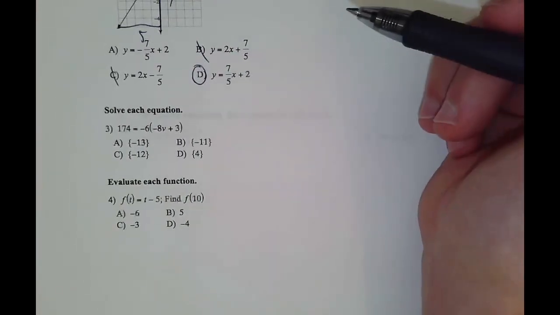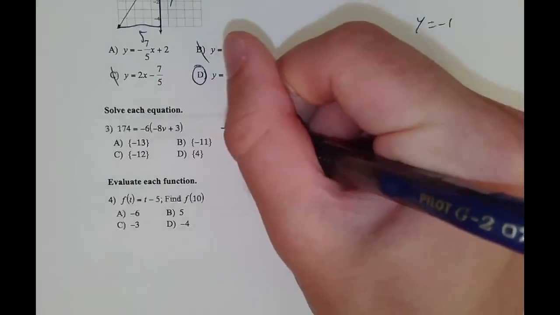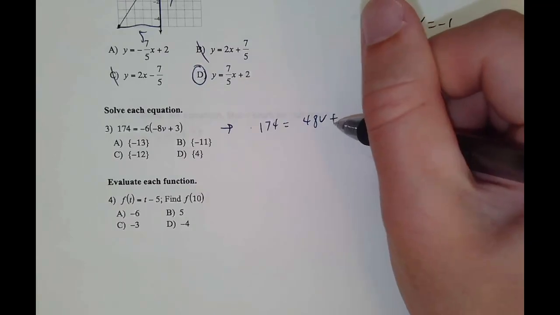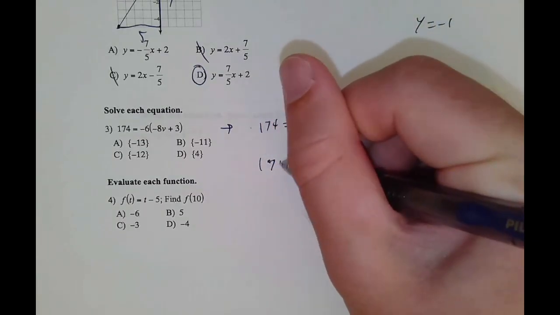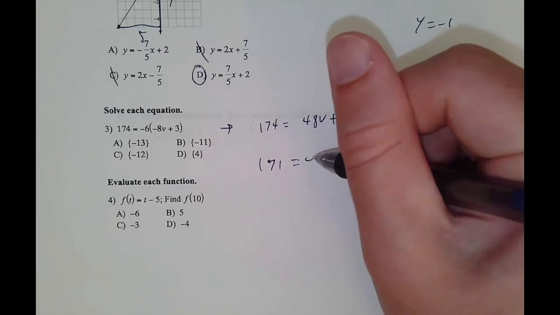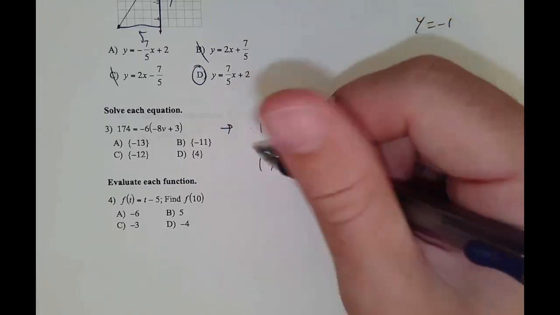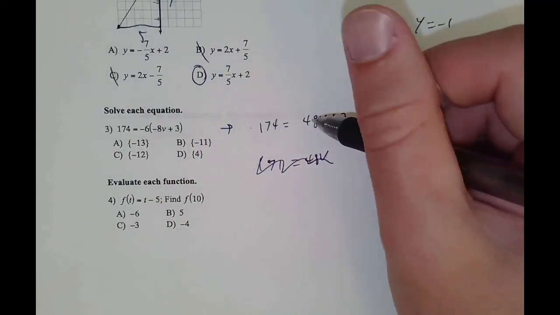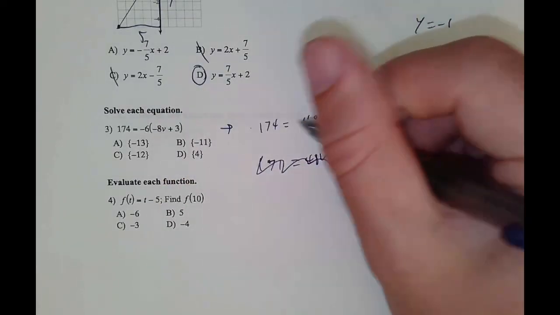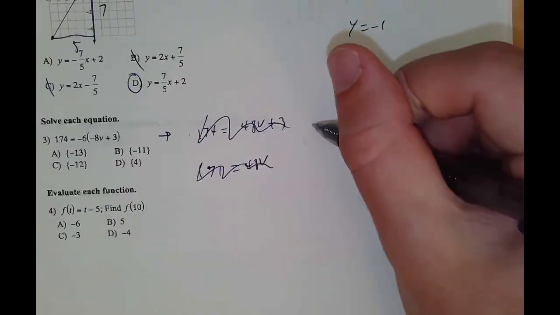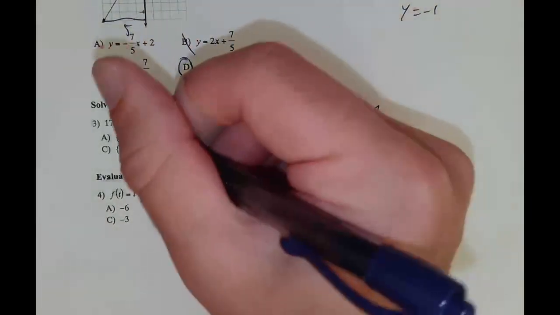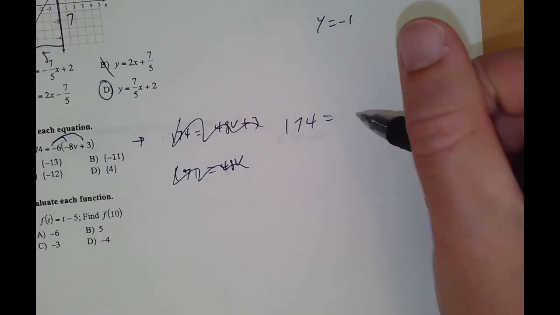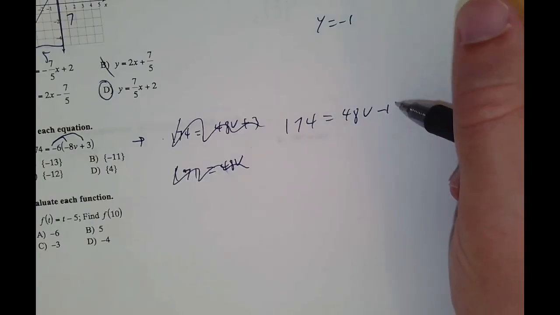Okay, solve each equation. So we're solving this for v. We're going to start by distributing that negative 6, so 174 equals 48v plus 3. That's 171 equals 48v. Oh, I made a mistake. 174 equals 48v minus, let me rewrite this. Sorry about that. I didn't distribute to both. So it's negative 6 times negative 8v and negative 6 times 3. So 174 equals 48v minus 18.